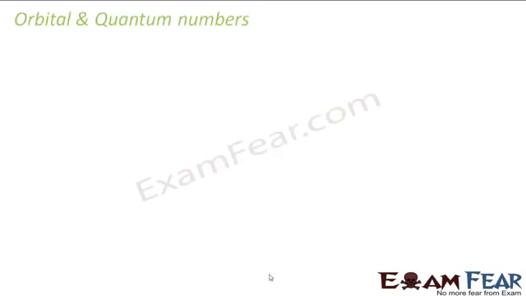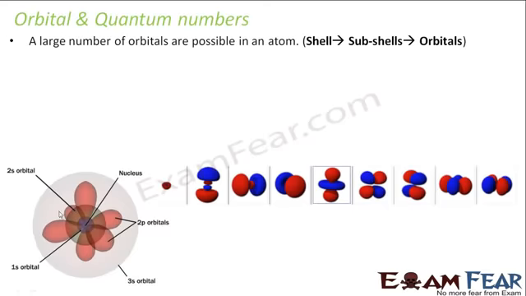So we'll talk about some orbitals and quantum numbers actually. If you see, there are a large number of orbitals possible. There is something called a shell, and then we have something called subshells, and then we have something called orbitals. I'll discuss all this.